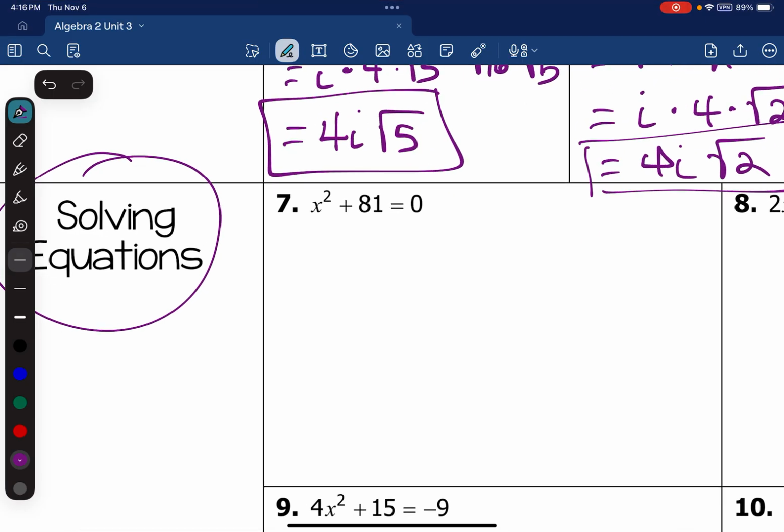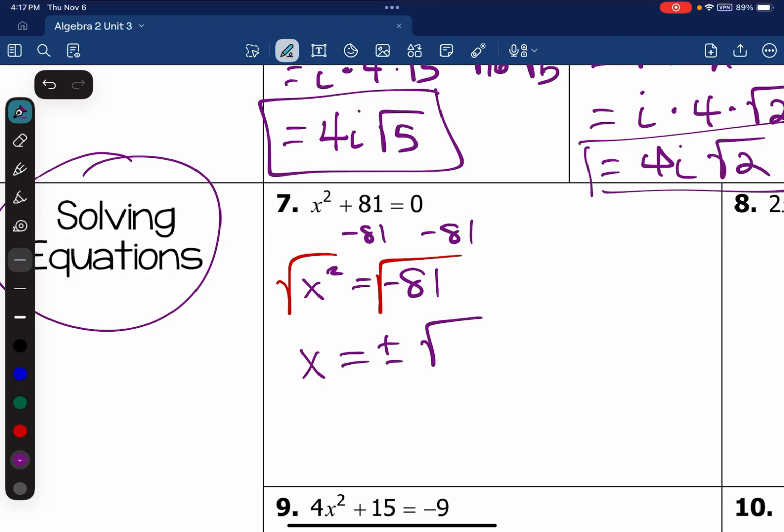Okay, so if we're solving by square roots, remember, we don't want it to equal 0. We want to isolate the x squared. So we're going to move everything away from the x squared. Now, solving tells me I'm going to take the square root of both sides. So that's going to give me x equals plus or minus radical -81.